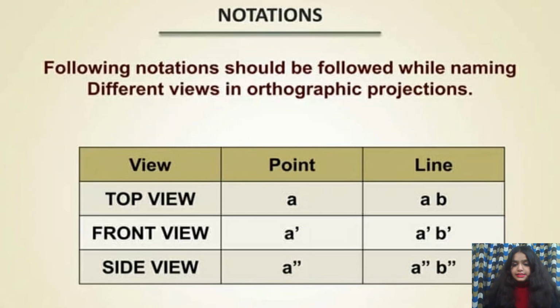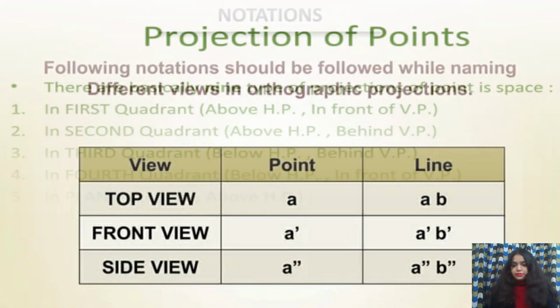Similarly, for the line you are going to make the notation. Line will be a line segment. You know the line segment, which has two endpoints, A and B. Suppose this line has points A and B. So this is the top view. For the top view you are going to write AB. For the front view you are going to write A dash B dash. For the side view you are going to write A double dash B double dash. I hope you got this clear.